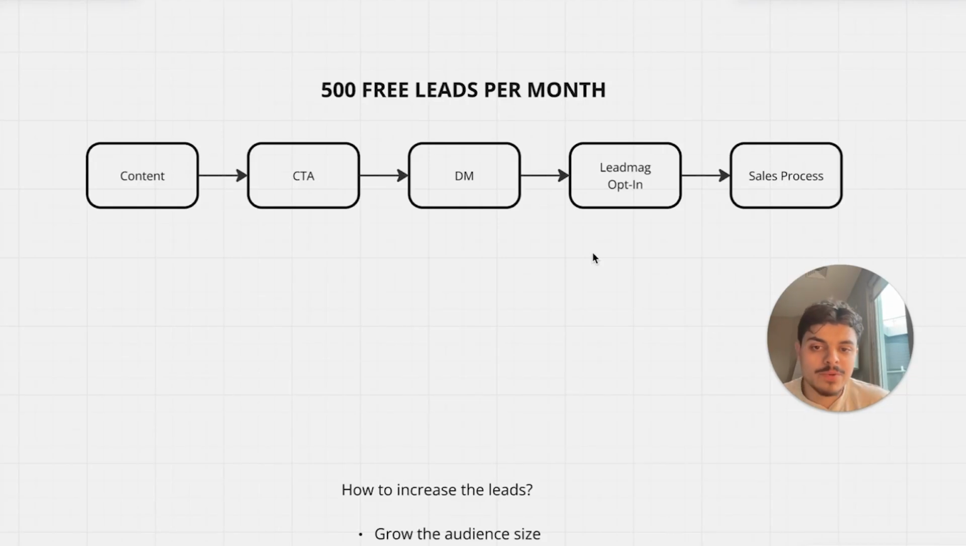On an average month, we get about 500 to 1,000 leads from our social media content that we post organically for free, not including paid ads, every single month, okay? 500 to 1,000 leads every single month from our organic content. I'm gonna break down how it works.